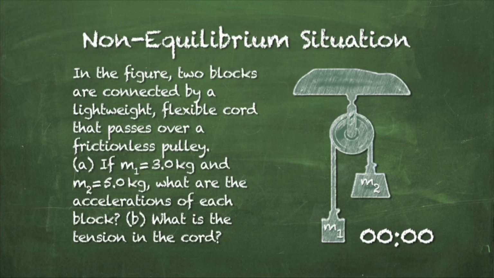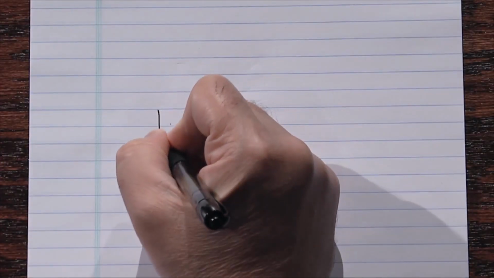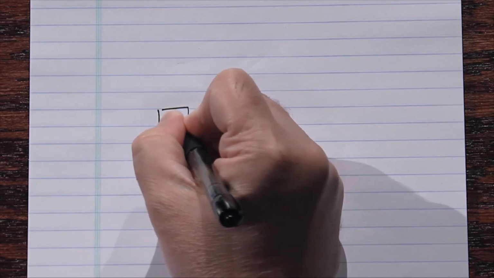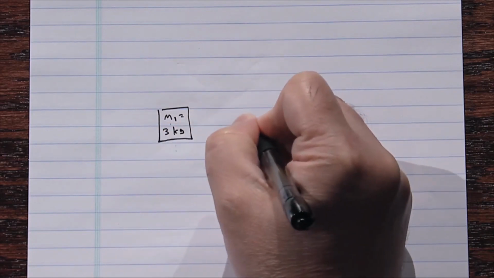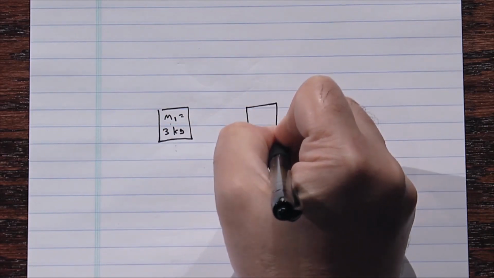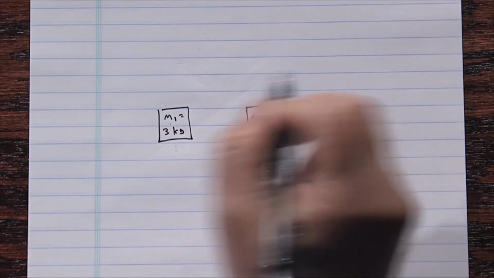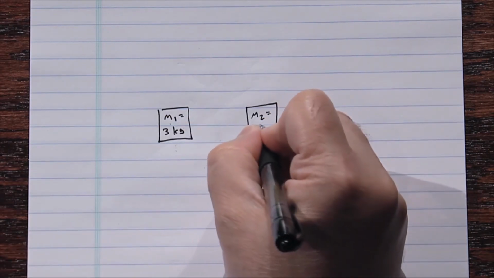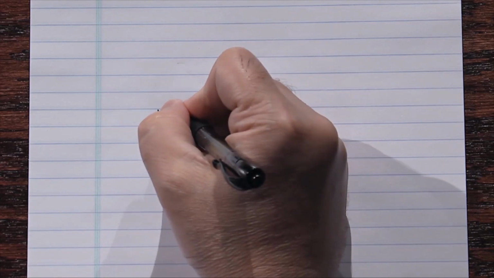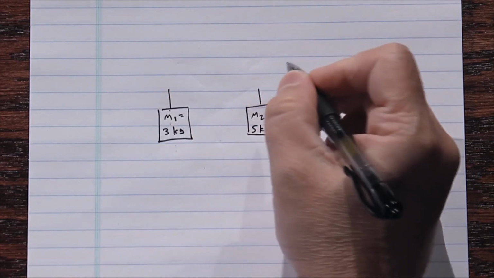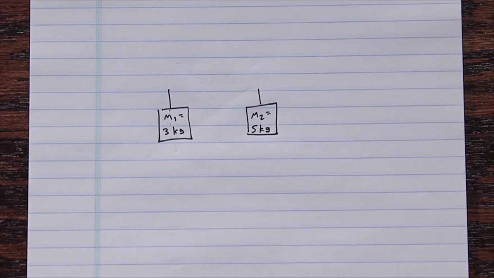Okay, let's draw our diagram. We have two objects. We have mass 1, and we were told that that's 3 kilograms. And we have mass 2, and that is 5 kilograms. I'll draw in the rope, but I'm not going to draw in the pulley because we're really concentrating on the two masses. So we only have to draw the objects that we're going to apply our equations to. In this case, that's the two masses, so I'm only going to draw the two masses.